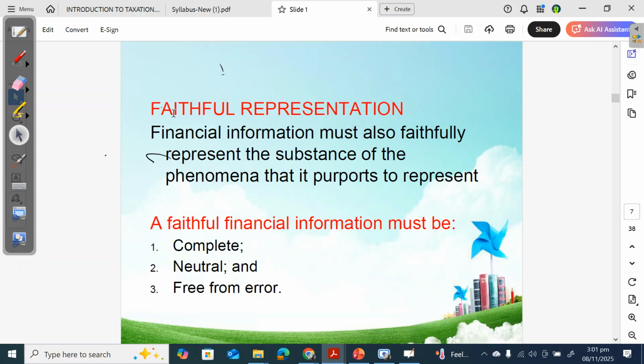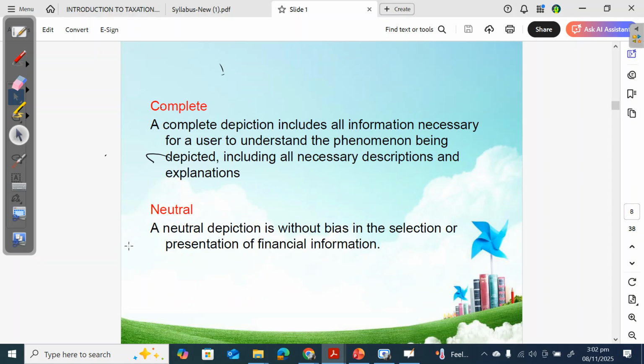Okay, so if we say a financial statement faithfully represents the company, the performance of the company, we mean that the statement is complete, is neutral, is free from error. Okay, let's continue.